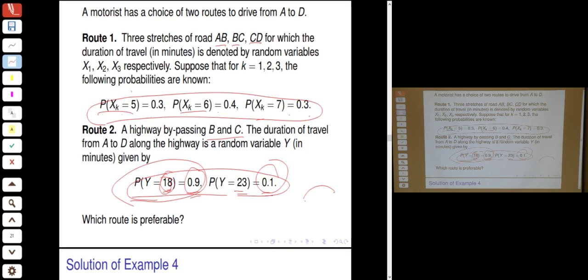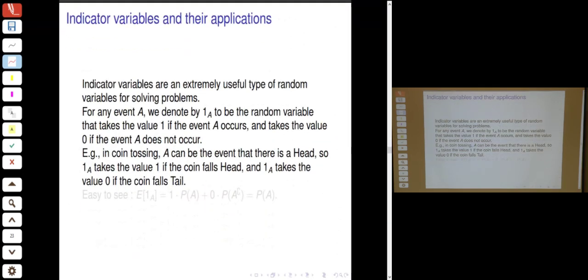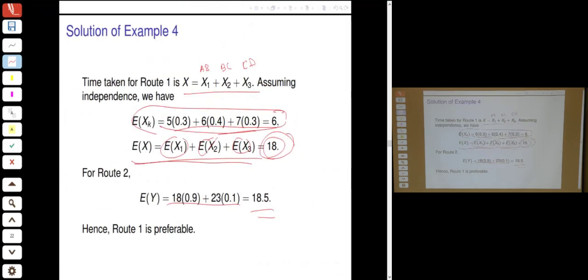Any questions? If there are no further questions, let us stop here today, and in the next lecture, we will begin with indicator random variables and their applications. Okay?